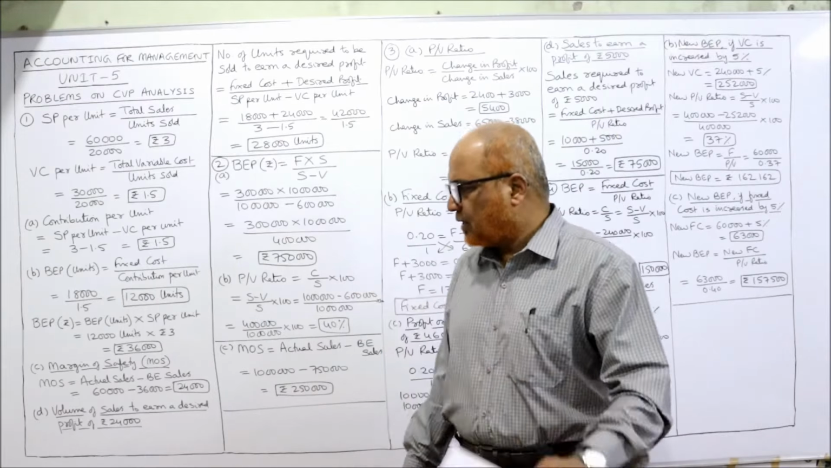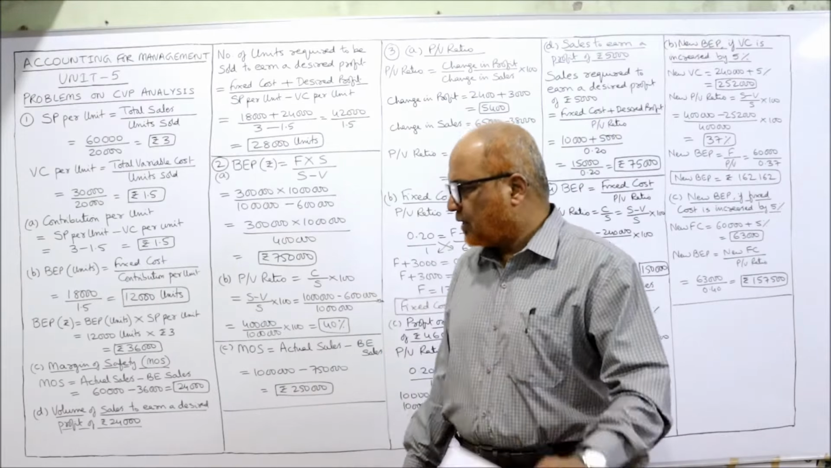So, in the problem, 3 questions it is asking. First of all, we need to calculate BEP. For BEP, different formulas are there. If you want BEP in units, fixed cost divided by contribution per unit. If you want BEP in rupees, fixed cost by PV ratio. But we don't have the PV ratio. One more formula is there, fixed cost into sales, F into S divided by S minus V. This is also one of the formulas for calculating BEP. So I am applying the formula F into S by S minus V, fixed cost into sales divided by sales minus variable cost.